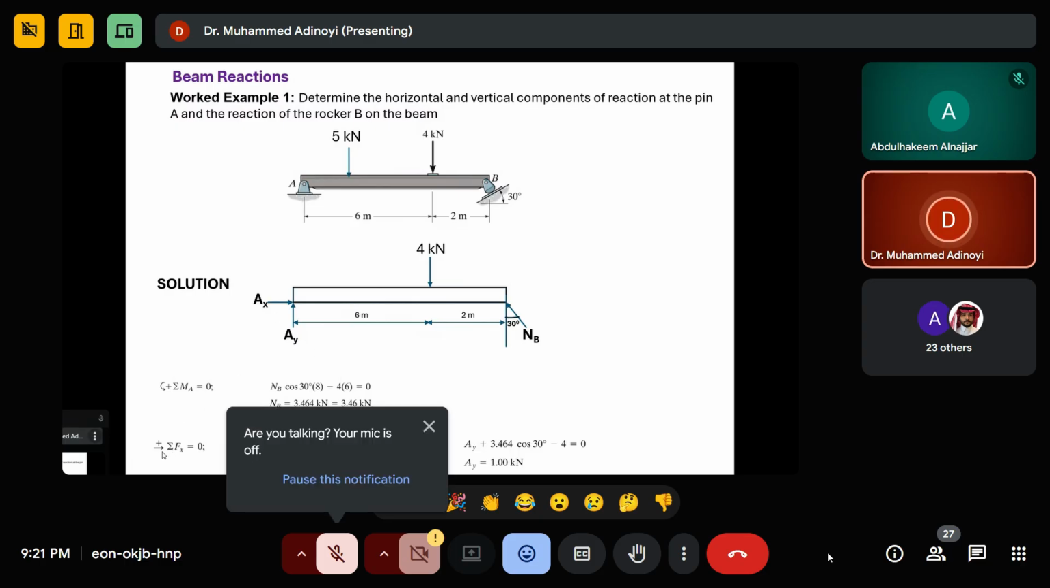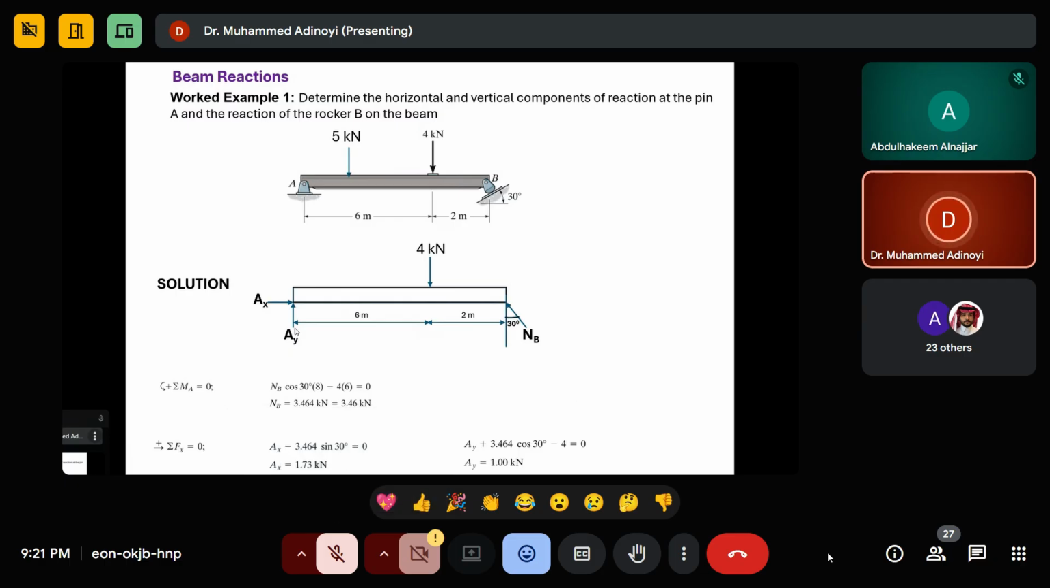Then you now write your equation of equilibrium for the forces. That was for the moment. It's going to be summation of Fx, and it's going to be AX, which is this guy, minus NB, which you already found to be 3.46. In x, it is going to be sine 30, right? Sine 30 pointing to the left.